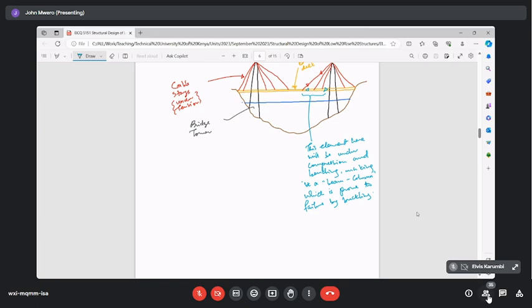But then when you have the deck as part of a cable stayed structure, then the deck is also under compression. So it makes the design a lot more critical.